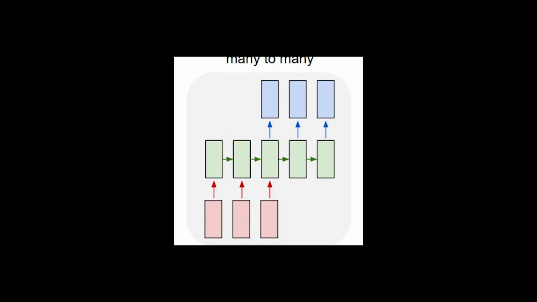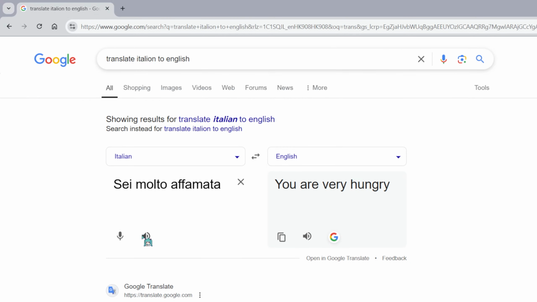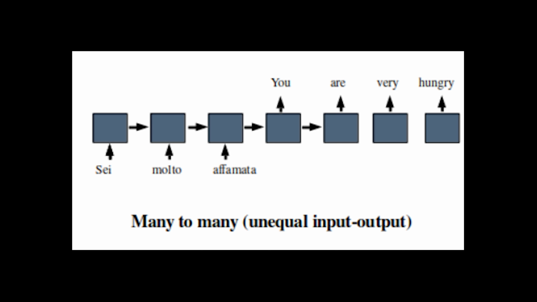In a many-to-many case, for instance, given this Italian sentence, "Sei molto affamata," the network might translate it into another language, like English, as "you are very hungry."